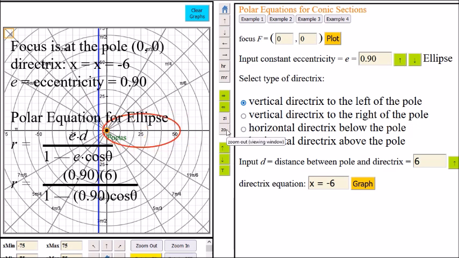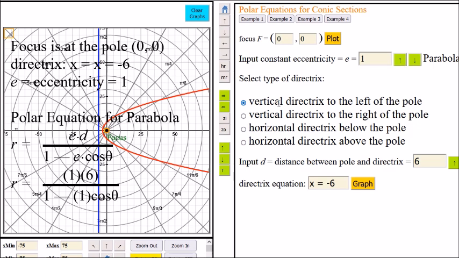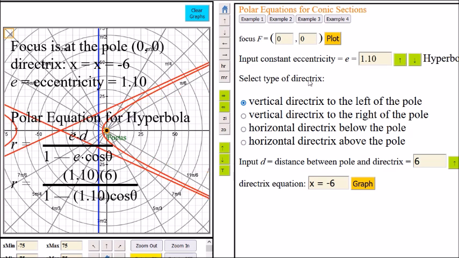And here's 0.9. And when eccentricity is equal to 1, then we have a parabola. If eccentricity is greater than 1, in this case 1.1, then we have a hyperbola.